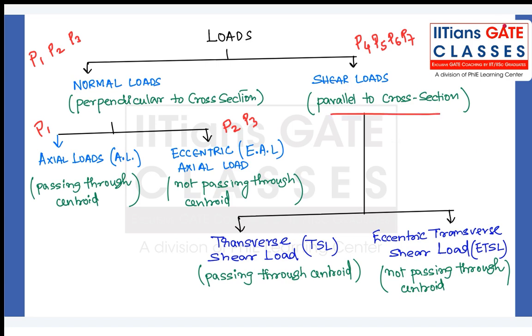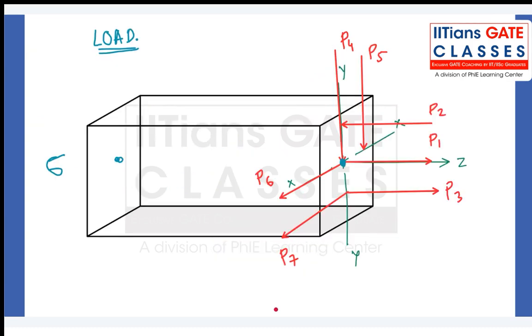Let us look at shear loads. Shear loads are those loads which are parallel to the cross section. If they are passing through the centroid, they will be known as transverse shear load. However, if they are not passing through the centroid, they will be known as eccentric transverse shear load, ETSL. Let us focus on the TSL first, transverse shear load. What is transverse shear load? Parallel to the cross section and passing through the centroid. Can you look at this diagram and tell me which of the following are transverse shear loads?